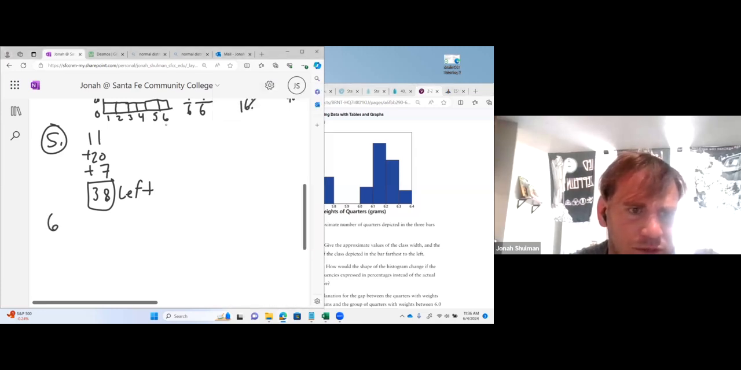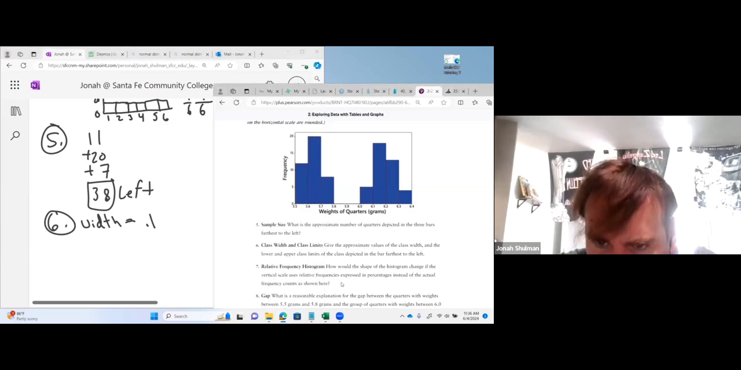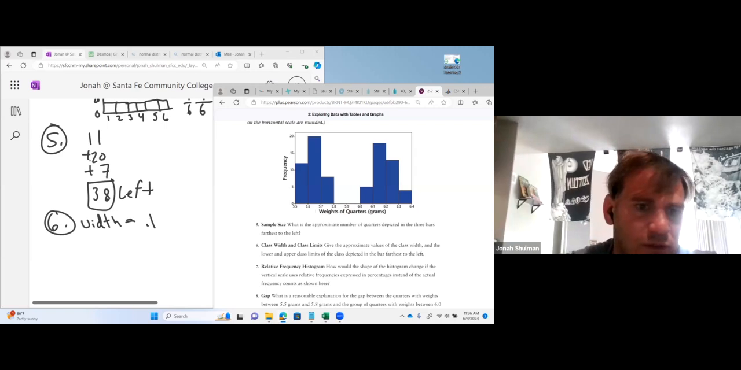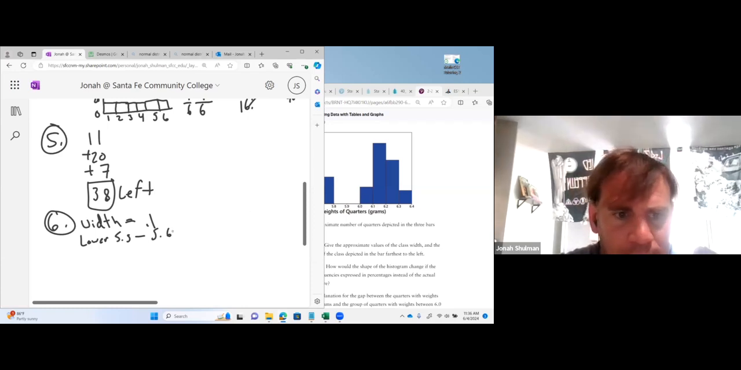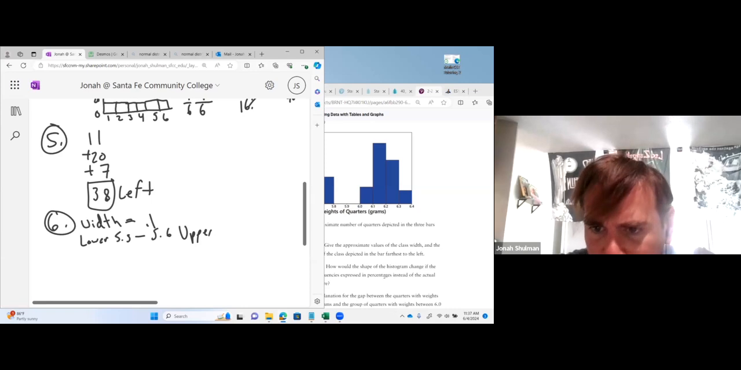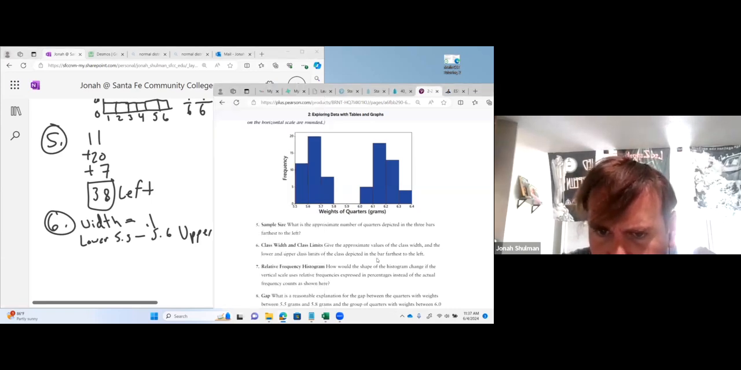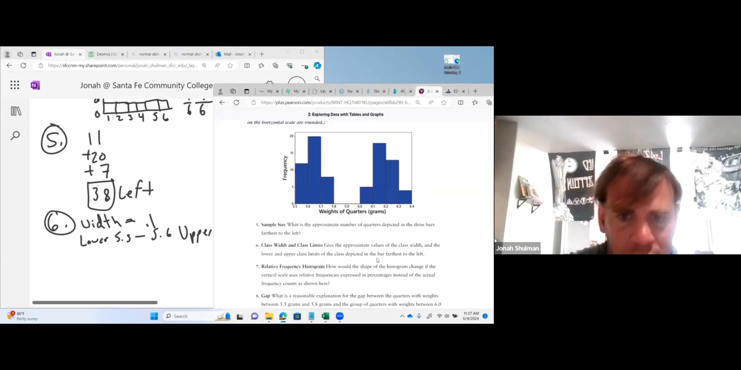So for number 6, the first part, they want the width. And we got 0.1 here. And they also want the lower and upper limits of the class of the bar. So the lower limit is 5.5, the upper limit is 5.6. So that's the upper. What else do they want? Oh, that's it? Cool. All right, we get to go to 7.